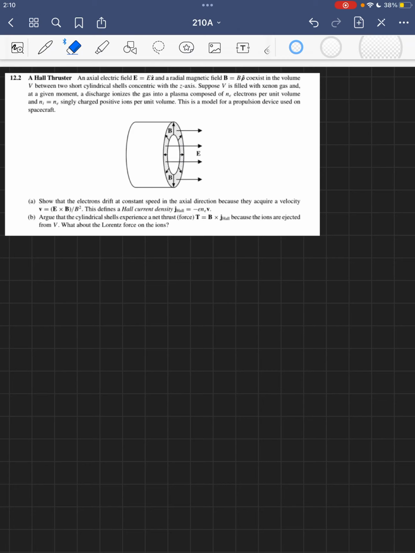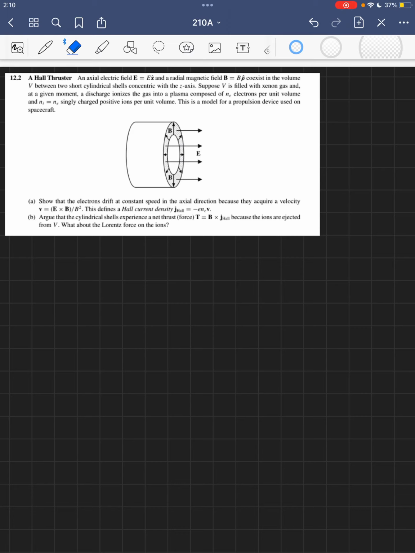And part A wants us to show that the electrons drift at a constant speed along the z-axis due to a resulting velocity that they get. So this is the Hall current density, all right? And this is an important aspect. This is very important.